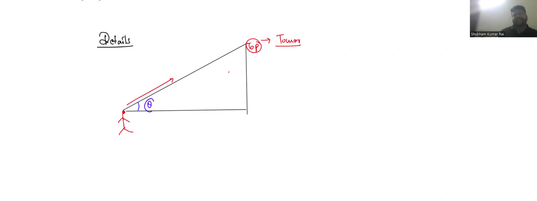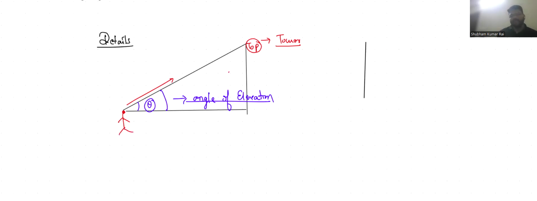This angle which is made is said to be the angle of elevation. This is said to be the angle of elevation, right? And let's suppose we have the opposite or inverse case. What would happen?